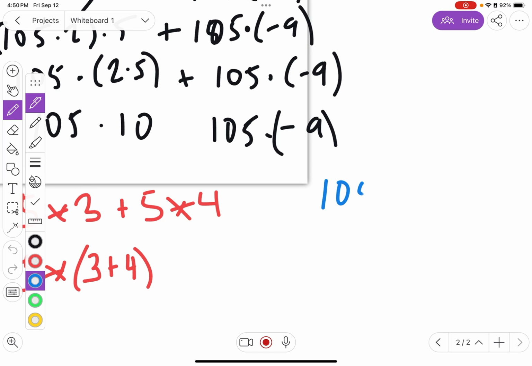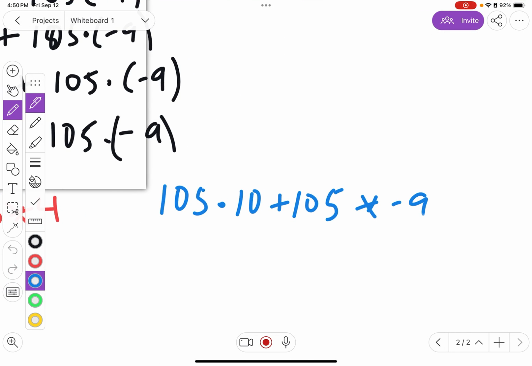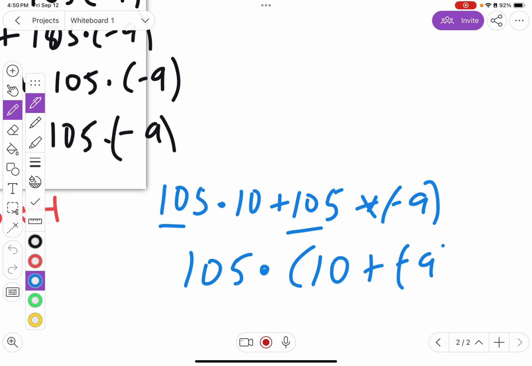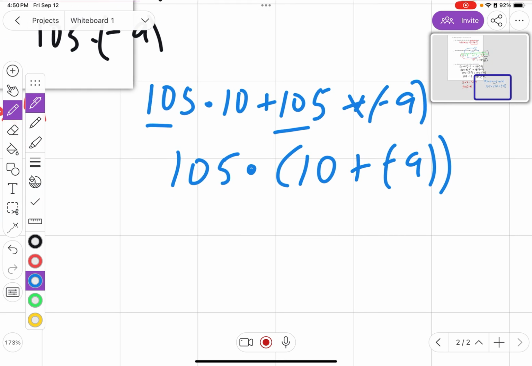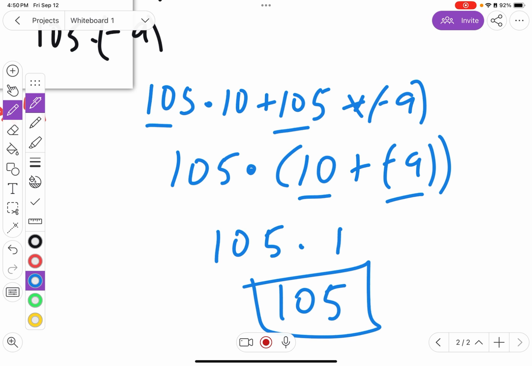So we do 105 times 10 plus 105 times -9. And we say, well, wait, we've got 105 times two different things. So it's 105 times 10 plus -9. Oh, but 10 plus -9, so we have 10 positive and -9, so that just leaves us with 1. So we have 105 times 1, we just have 105. So there again, there's usually some way to make a problem simple enough you don't need a calculator at all.